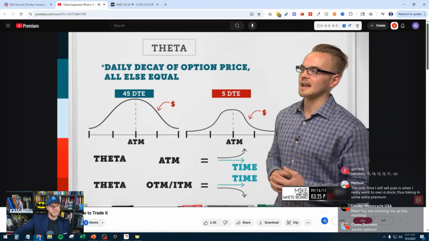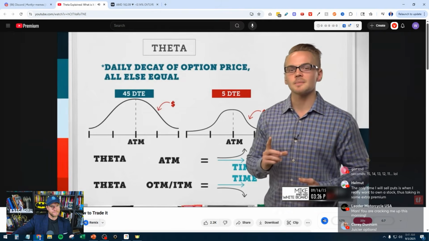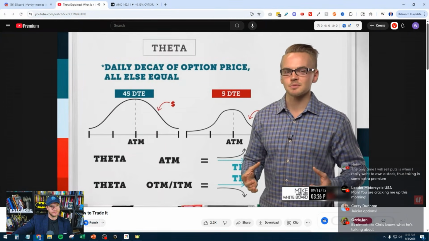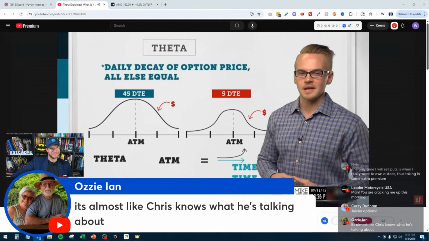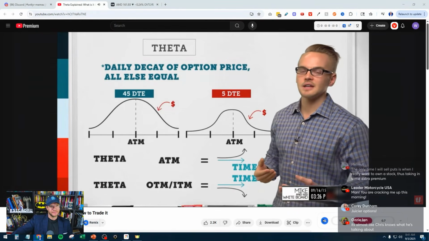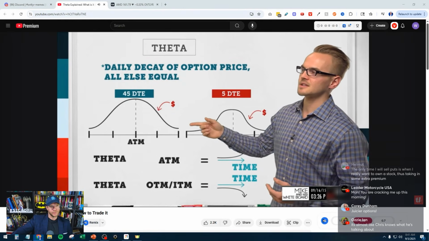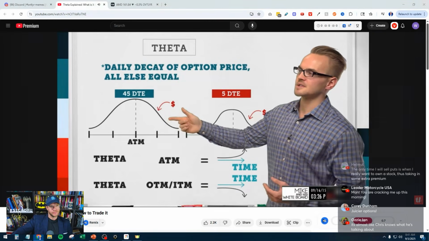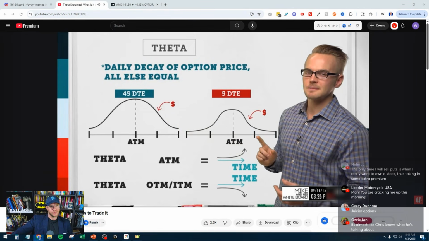So when we're looking at at-the-money options specifically, you're going to see theta creep up and become much more nonlinear the closer we get to expiration. Now, the opposite is true for out of the money and in the money options, and that's simply because of the fact that extrinsic value doesn't really exist anymore. When we're looking at the 45-day till expiration graph, you can see at this first strike here, we still have a lot of value. But if we look at the exact same strike here, there's not much value left.